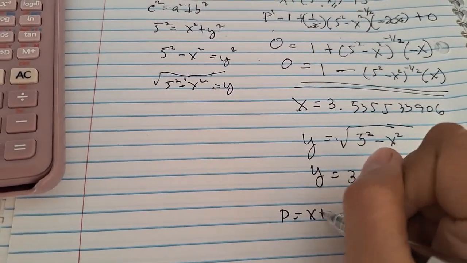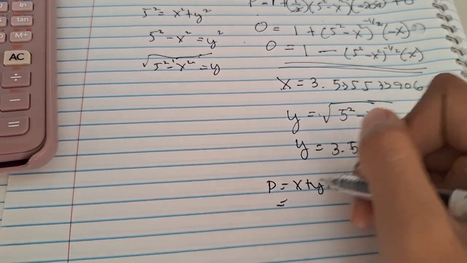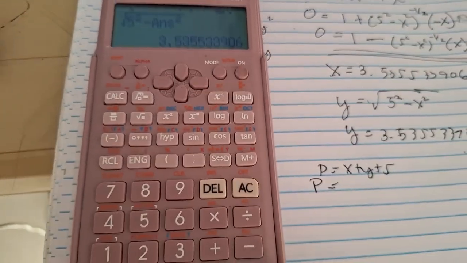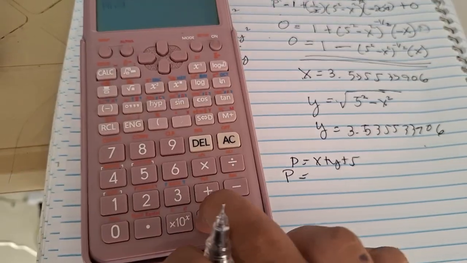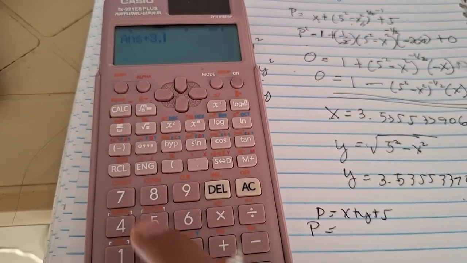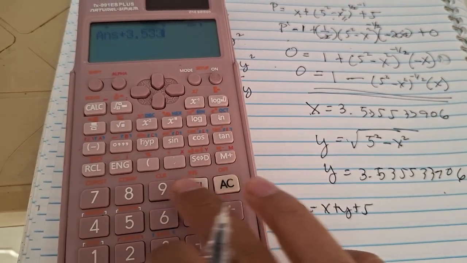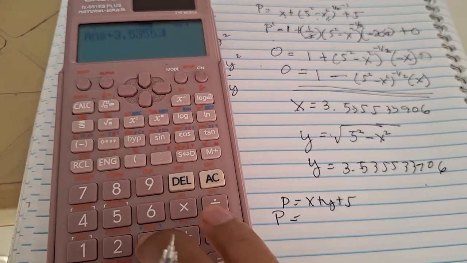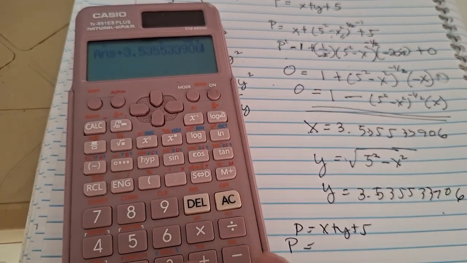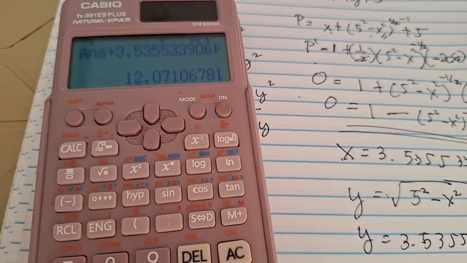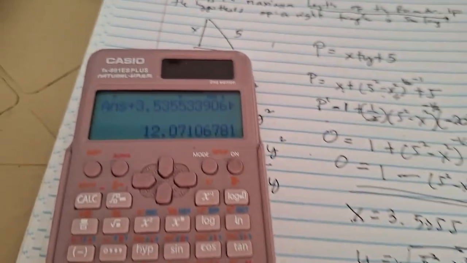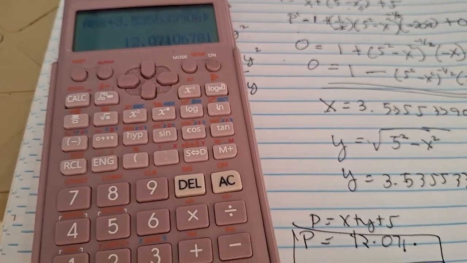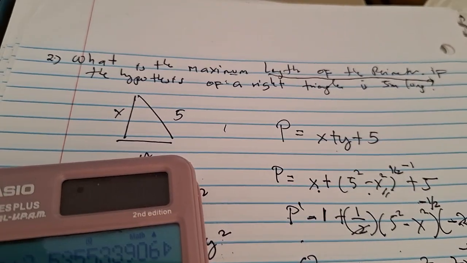So now we can add ang values ni P. So we have P is equal to x plus y plus 5. So i-add nimo plus 5. Kay pareha man sila values, totally, we would get 3.5355 para sa values ni x plus 3.5355 para sa y, plus 5. So ato ang P is 12.071. So atong P is 12.071. So that's it for today, guys. See you on Friday. Bye.